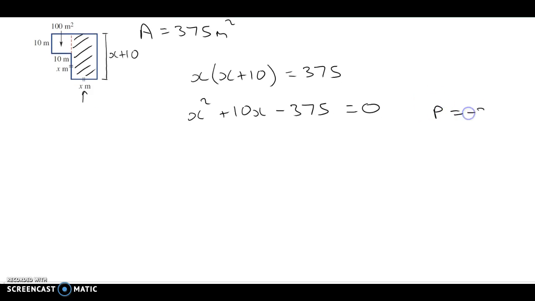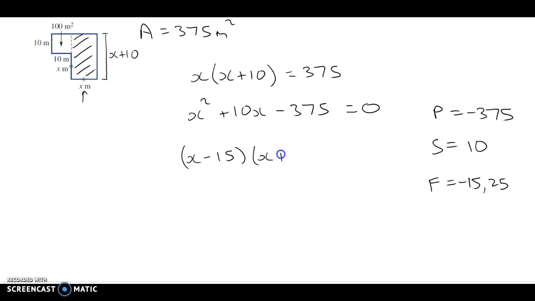PSF, looking for a product of minus 375. Looking for a sum of 10. Factors will be minus 15 and plus 25. Minus 15 plus 25 will give us 10. Minus 15 times 25 will give us minus 375. So this quadratic equation will become x minus 15, x plus 25 equals 0. So x equals 15 or x equals minus 25.